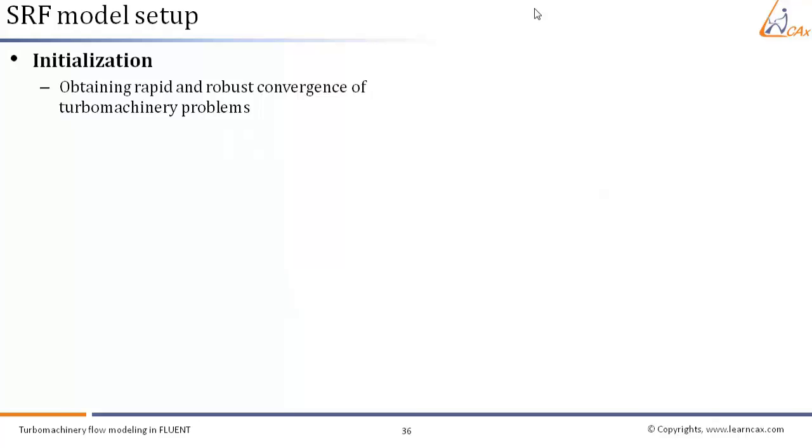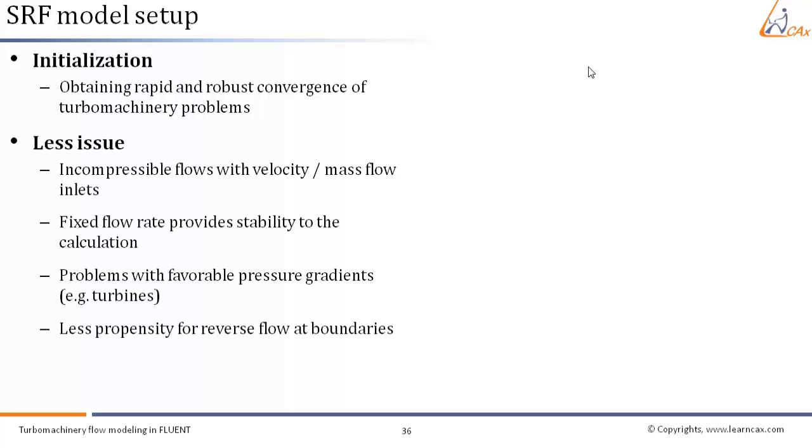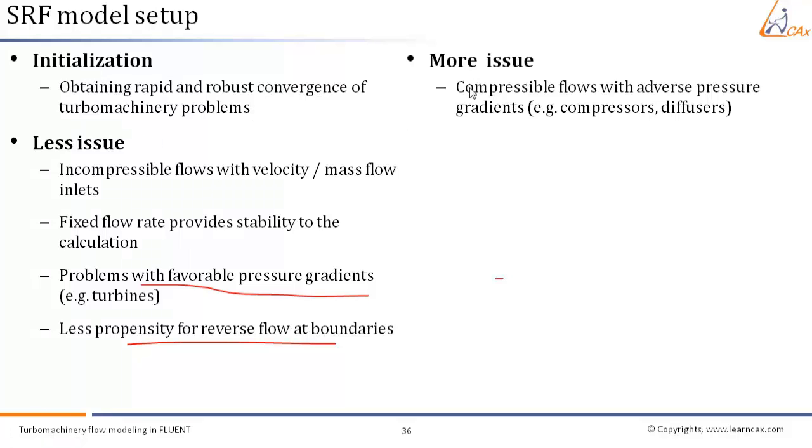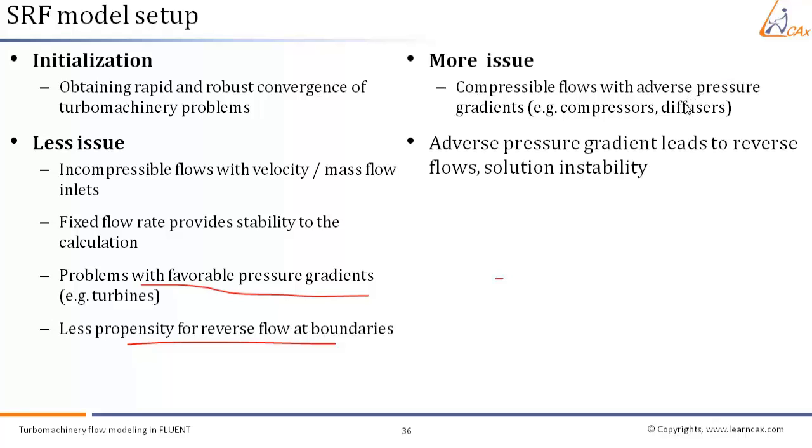For the SRF model setup, the last step is initialization and running the simulation. Good initialization of the solution is often the key to obtaining rapid and robust convergence in turbomachinery problems. It is less of an issue for incompressible flows with velocity and mass flow inlets, fixed flow rate problems, and for problems with favorable pressure gradient and less reverse flow. But when we consider complex turbomachinery flow problems, we need good initialization. When we use compressible flows with adverse pressure gradient, we have to take care of initialization. A better initialization is required.